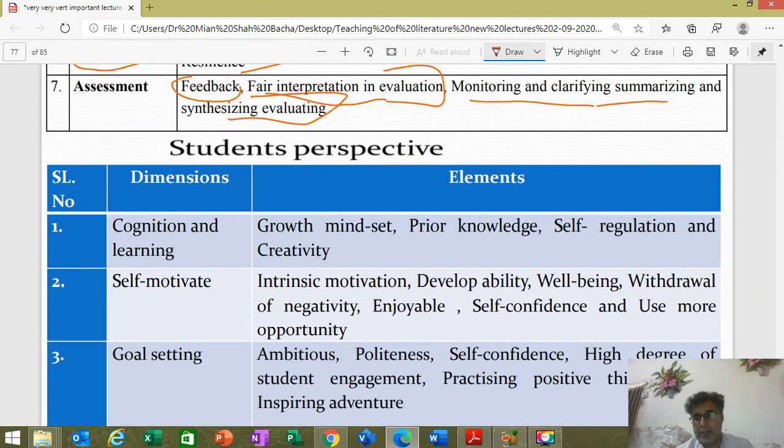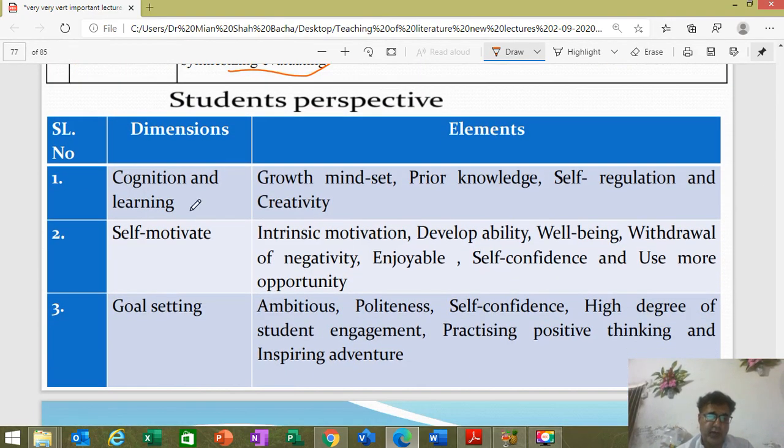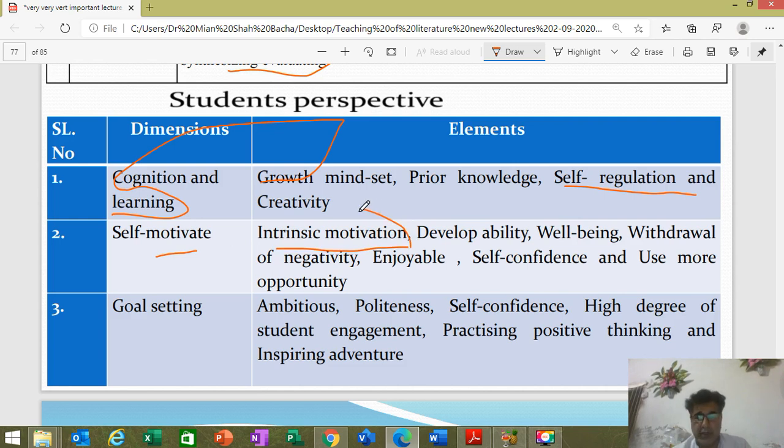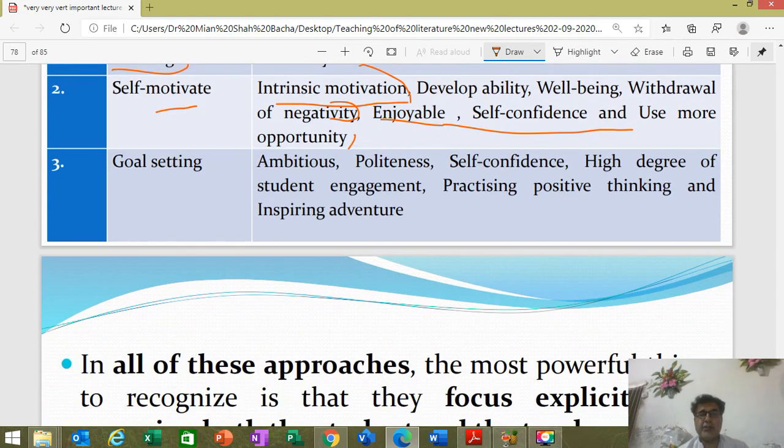Then from the student perspective, what the students are supposed to be doing actually. I mean, they should be aware whether their mind is growing or not. Growth mindset, pride, knowledge, self-regulation, and creativity. Self-motivation, intrinsic motivation, which should come from within. All right, develop ability, well-being, withdrawal of negativity, enjoyment, self-confidence, and use more opportunities. Okay, and goal setting, ambitious.